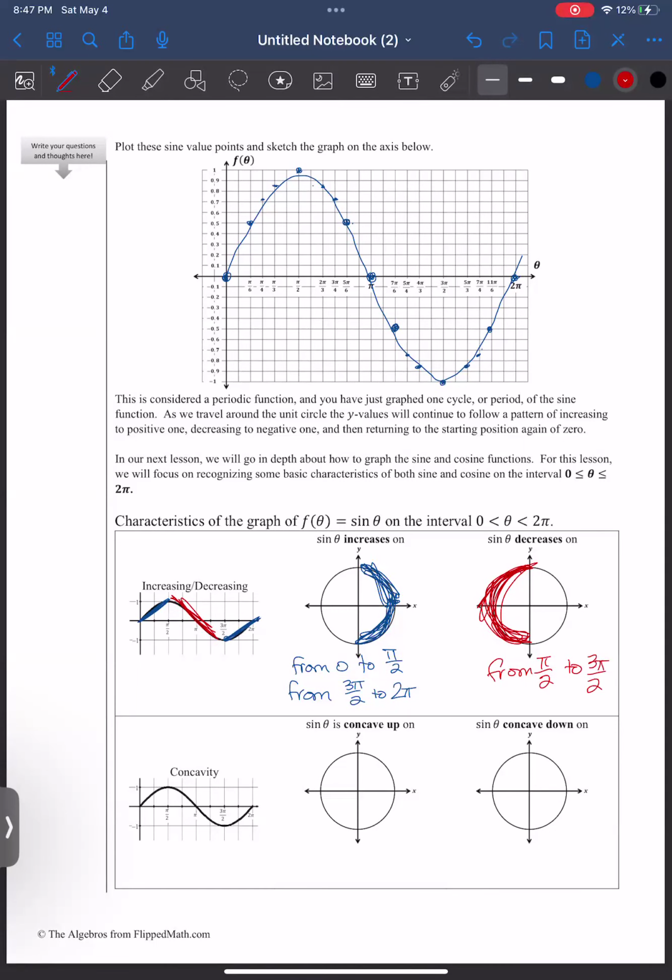Okay, now for concavity, I have both, right? I have my concave up and concave down. So concave up is happening in this section right here, from pi to 2 pi. We are concave up, right? And concave down is occurring from 0 to pi.